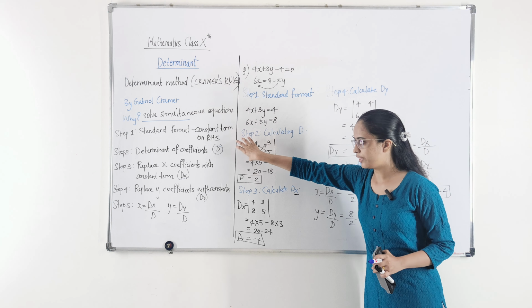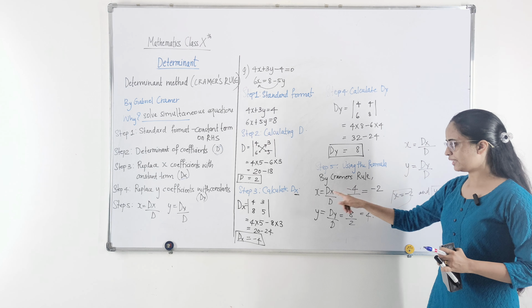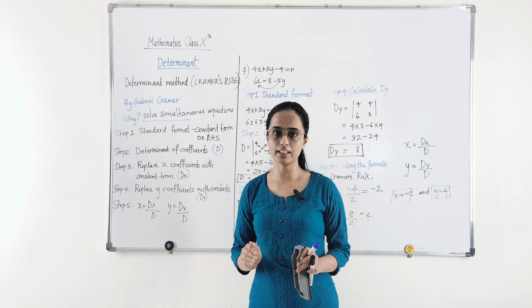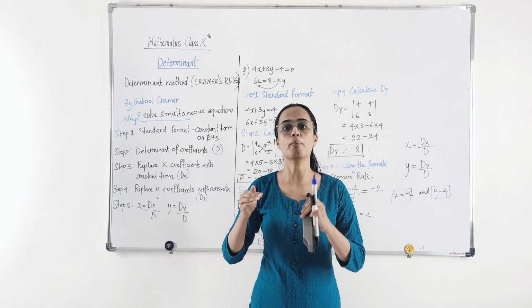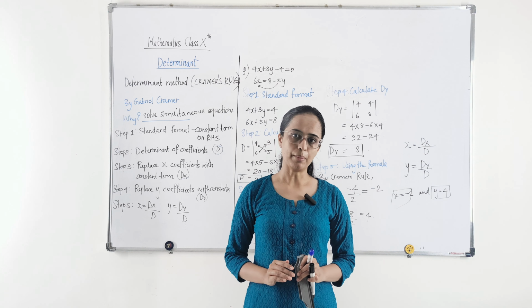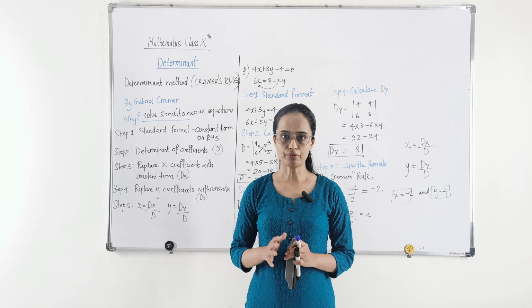Finally, now that you have calculated the values for capital D, dx and dy, you have to use these and get the values for x and y. And this is how you would be using the concept of determinants in the form of Cramer's rule to find the solutions of simultaneous equations. So I hope you have understood the concept of Cramer's rule.